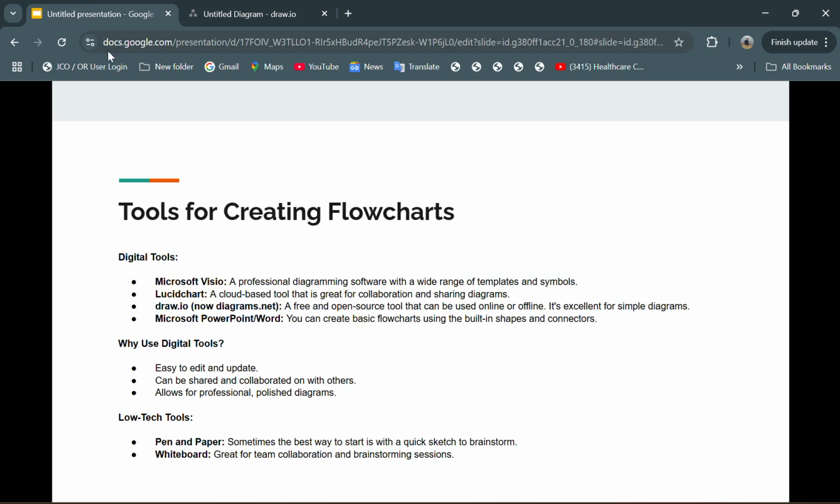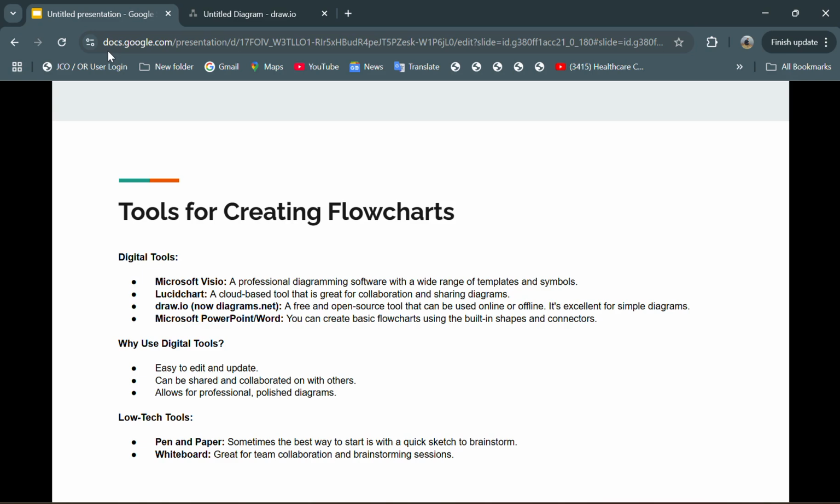Let's look at the tools for creating them. So guys, these are the tools I'll specifically cover for you. For digital tools we use Microsoft Visio, Lucid Chart, Draw.io. Draw.io is one of the best tools, and I recommend you start working on Draw.io. It is a free tool and it will allow you to draw unlimited things.